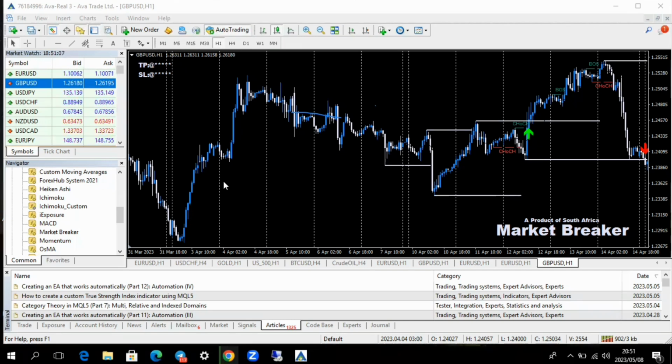Let's see, which is another one. So will the EA also draw the arrows on the new set file? No, it will not draw the arrows. If you want arrows drawn, just use the indicator. It's as simple as that. If it drew arrows, it would make the EA not function properly.